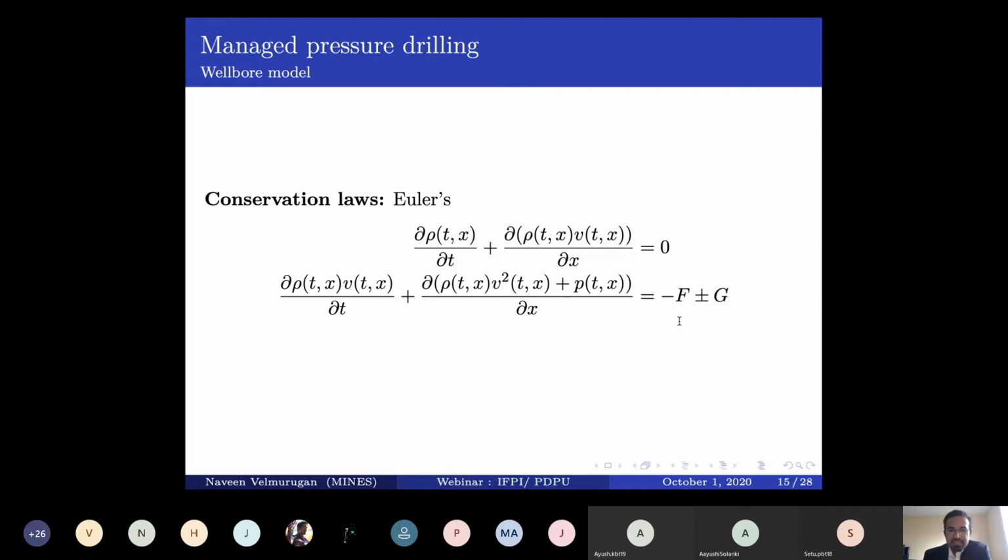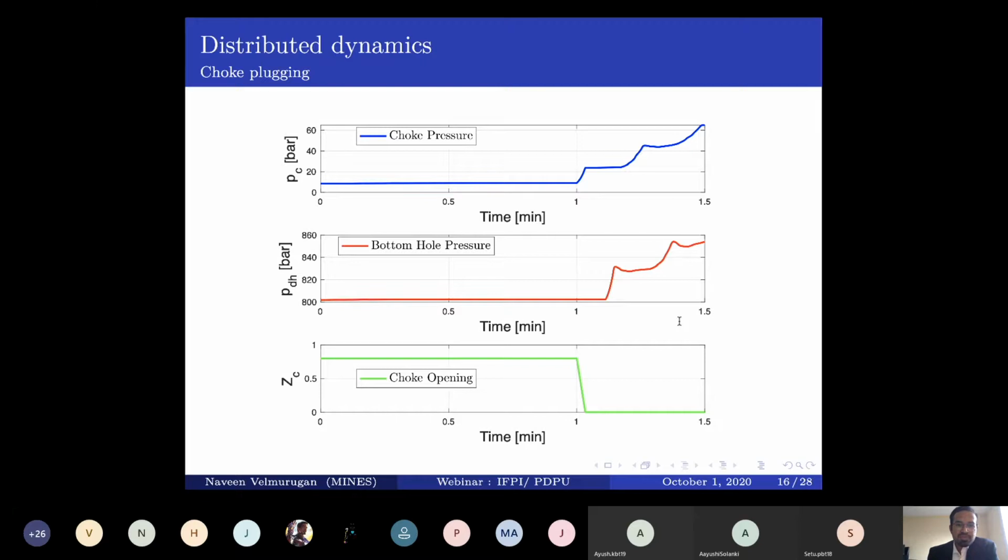So since it is an introduction to modeling, I'm not going to concentrate on how to solve such systems or how to combine drill string and annulus and reservoir using a distributed model, etc. So we will not look into how to solve it, but the main goal was to show you this particular simulation of why we need distributed dynamics.